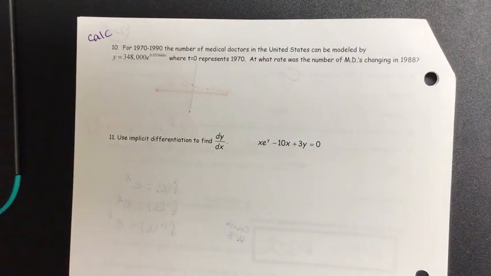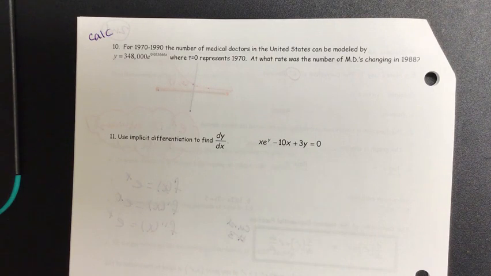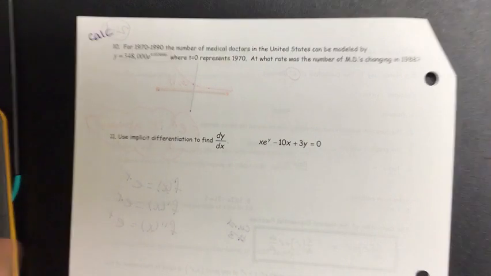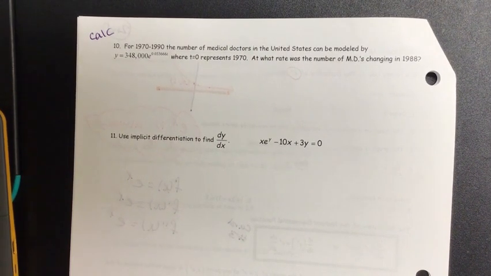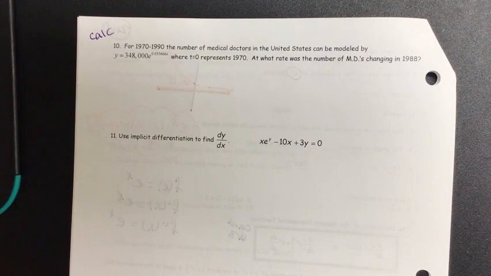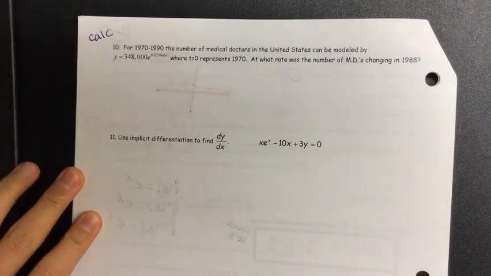Ooh, there we go. Cody, let's read. We're reading. From 1970 to 1990, the number of medical doctors in the United States can be modeled by y equals 348,000 e to the 0.0336616, where t equals 0 represents 1970. At what rate was the number of doctors changing in 1980?